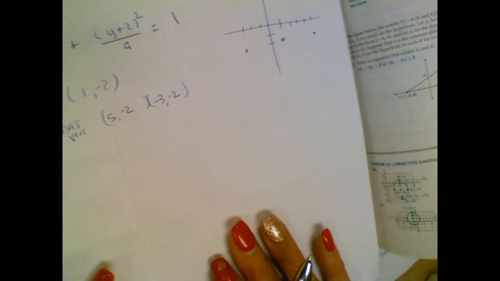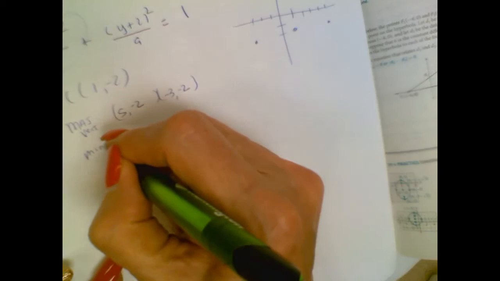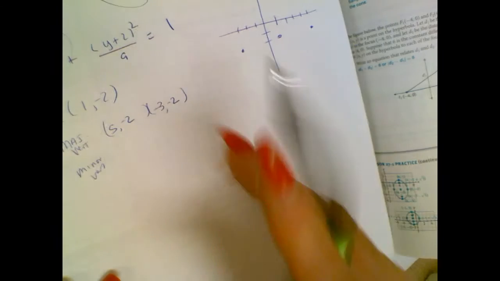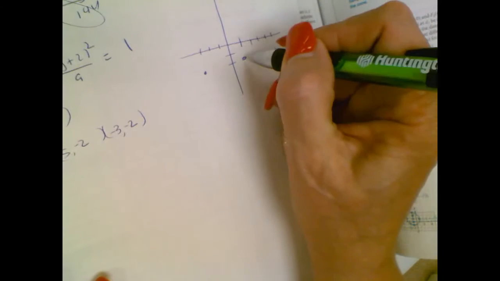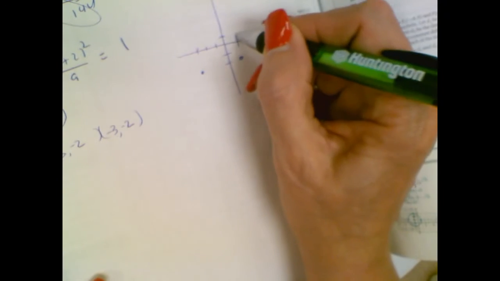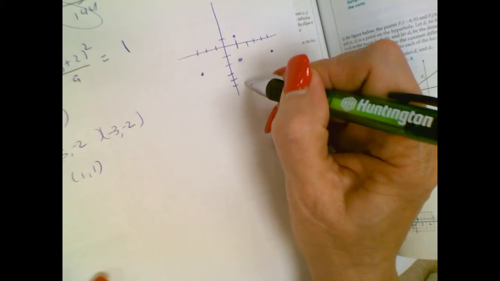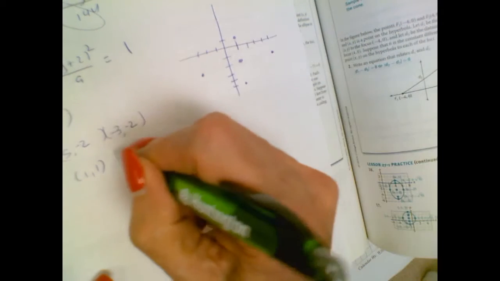That's major vertices. Minor vertices are going to have to do with a 3, because b squared is 9. So b is plus or minus 3, so we're going to go up 3 from the center, which looks to be 1, 1. And we're going to go down 3 from the center. I subtracted 3 from that. That should be 1, negative 5.